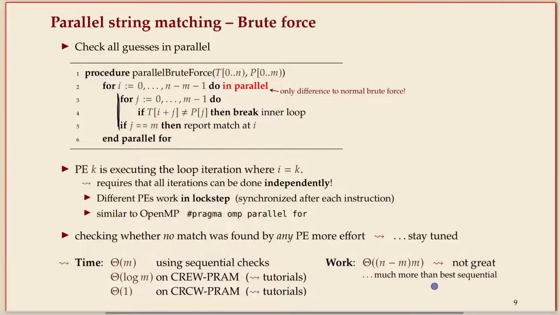So work is not good. Time is great. You can't possibly beat constant time. But if you remember Brent's theorem from a few slides back, unless you have absurd numbers of processing elements, that won't help you. If work is bad, the overall time is still slow. Maybe we can do something else.